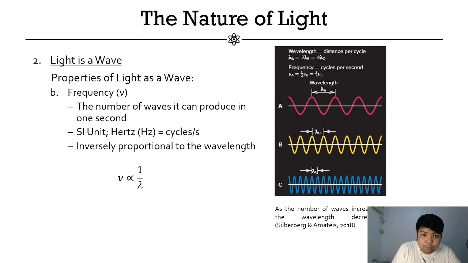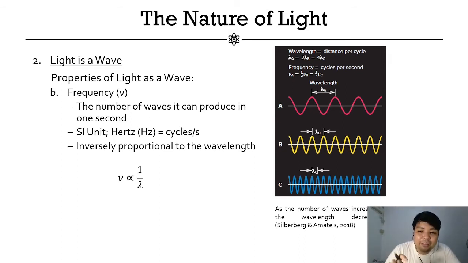Now, frequency refers to how many of these waves it can actually produce in a certain period of time, let's say 1 second. Okay, and that is measured in the units of hertz, which is equal to cycles per second. Now, frequency is inversely proportional to the wavelength.